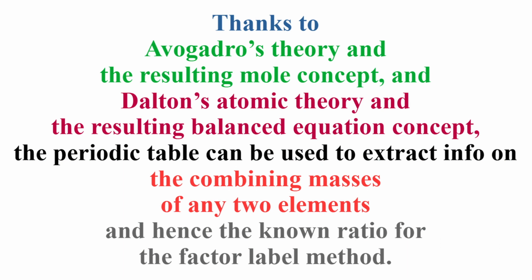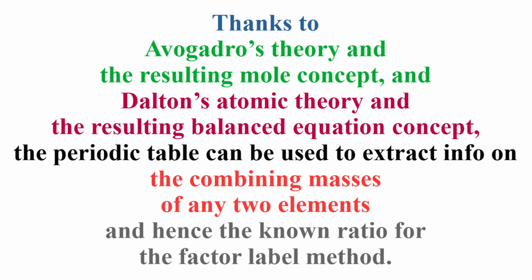Thus, while applying the law of constant composition for any two combining elements, we just need one known ratio to be used as the conversion factor. Interestingly enough, we don't need to look for any literature containing the experimental data. One can extract the known ratio whenever needed thanks to Avogadro's theory and the resulting mole concept by making use of the atomic masses embedded in the periodic table of elements and the concept of balanced equation resulting from atomic theory.